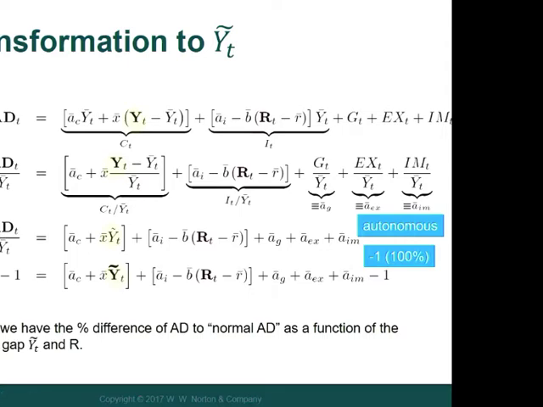Good. And we call these autonomous because we put them exogenously into the model. We can play around with them, but they're not explained in the model. They're coming from outside.